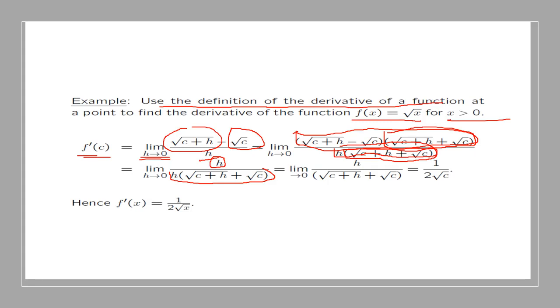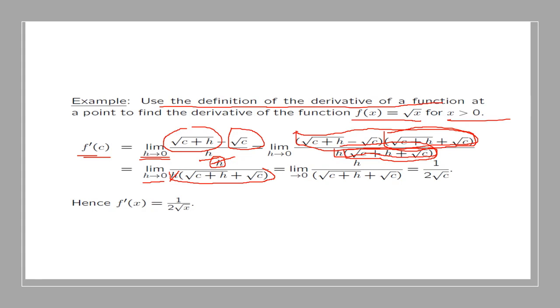So what you do here, you ignore this one here. It's not supposed to be there. So you see then this h cancels out with that h. So what you are left with at the top is 1, and at the bottom you have root c plus h plus root c. Now, let's take the limit as h goes to 0.